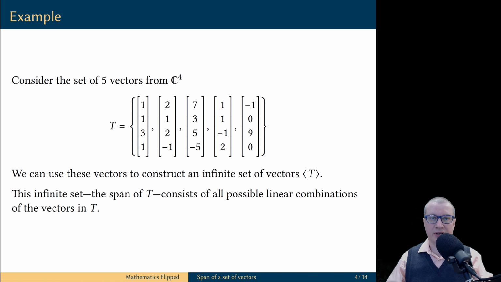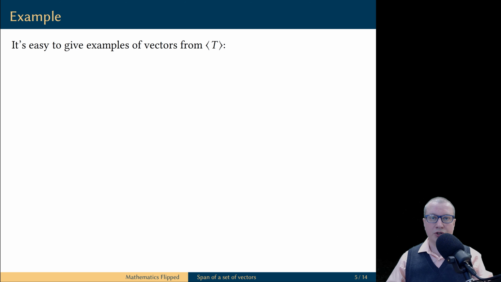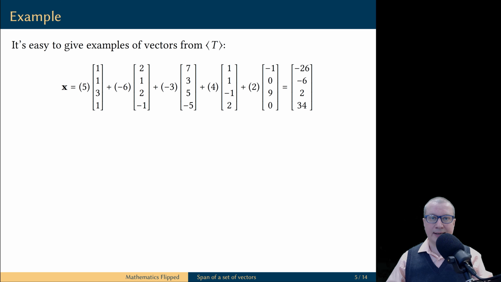We are going to start with a set T, which contains 5 vectors of size 4. We are going to use this finite set of 5 vectors to construct an infinite set of vectors, which we call the span of T. The span of T consists of all possible linear combinations of the vectors from the set T. It is easy to construct examples of specific vectors from the span. For example, I can assign arbitrary values to the 5 scalars and I will compute the result of the linear combination, and this is an example of a vector from the span.